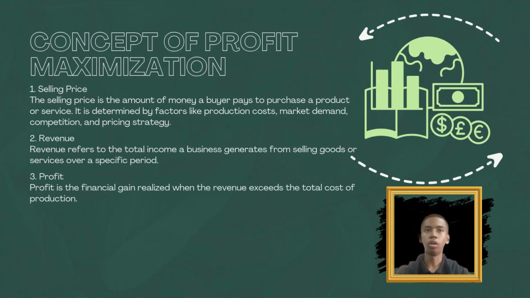Now, the concept of profit maximization. First, selling price. The selling price is the amount of money a buyer pays to purchase a product or service. It is determined by factors like production cost, market demand, competition, and pricing strategy. Next is revenue. Revenue refers to the total income a business generates from selling goods or services over a specific period. Lastly is profit. Profit is the financial gain realized when the revenue exceeds the total cost of production.